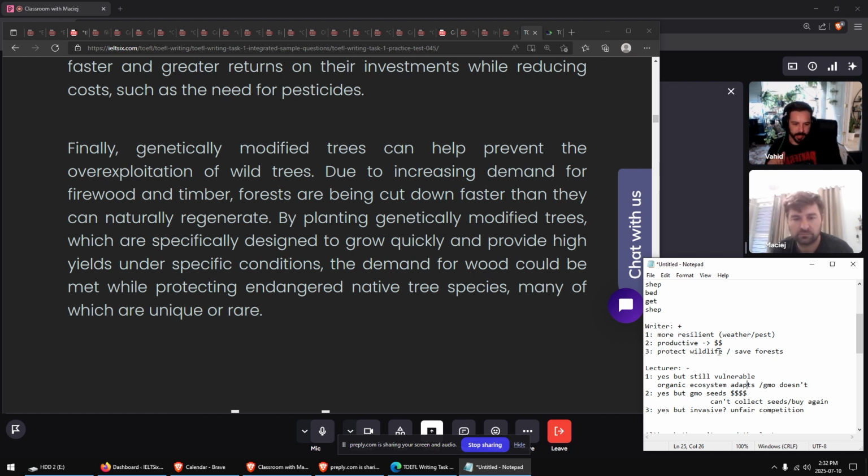And the last one, you can also think about it this way. One side says it protects wildlife. So the other side should say it damages wildlife. It has to be that. It cannot be anything else. And how does it damage wildlife? Because it's invasive. It invades the environment and kills everything else. Yeah. So tell me the last paragraph.